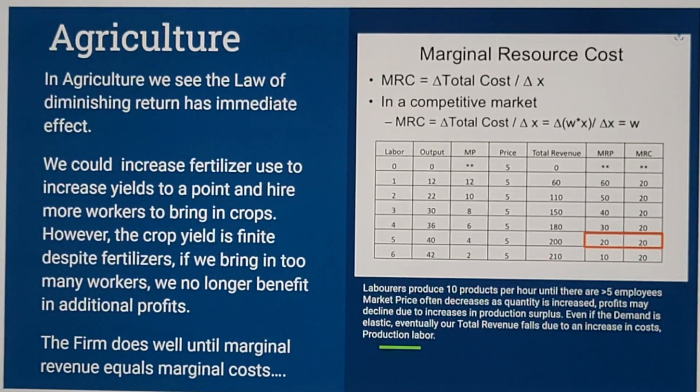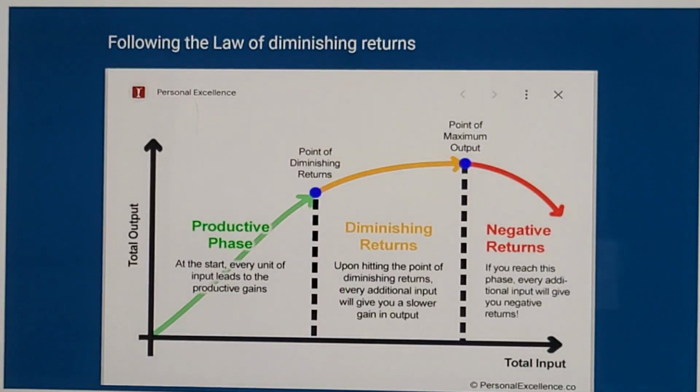In this table, laborers produce 10 products per hour until there are greater than 5 employees. Market price often decreases as quantity is increased. Profits may decline due to increase in production or surplus, or the production efficiency of each employee falls as the number of employees is crammed into less real estate. Even if the demand is elastic, eventually our total revenue falls due to an increase in cost in production labors, following the law of diminishing returns.